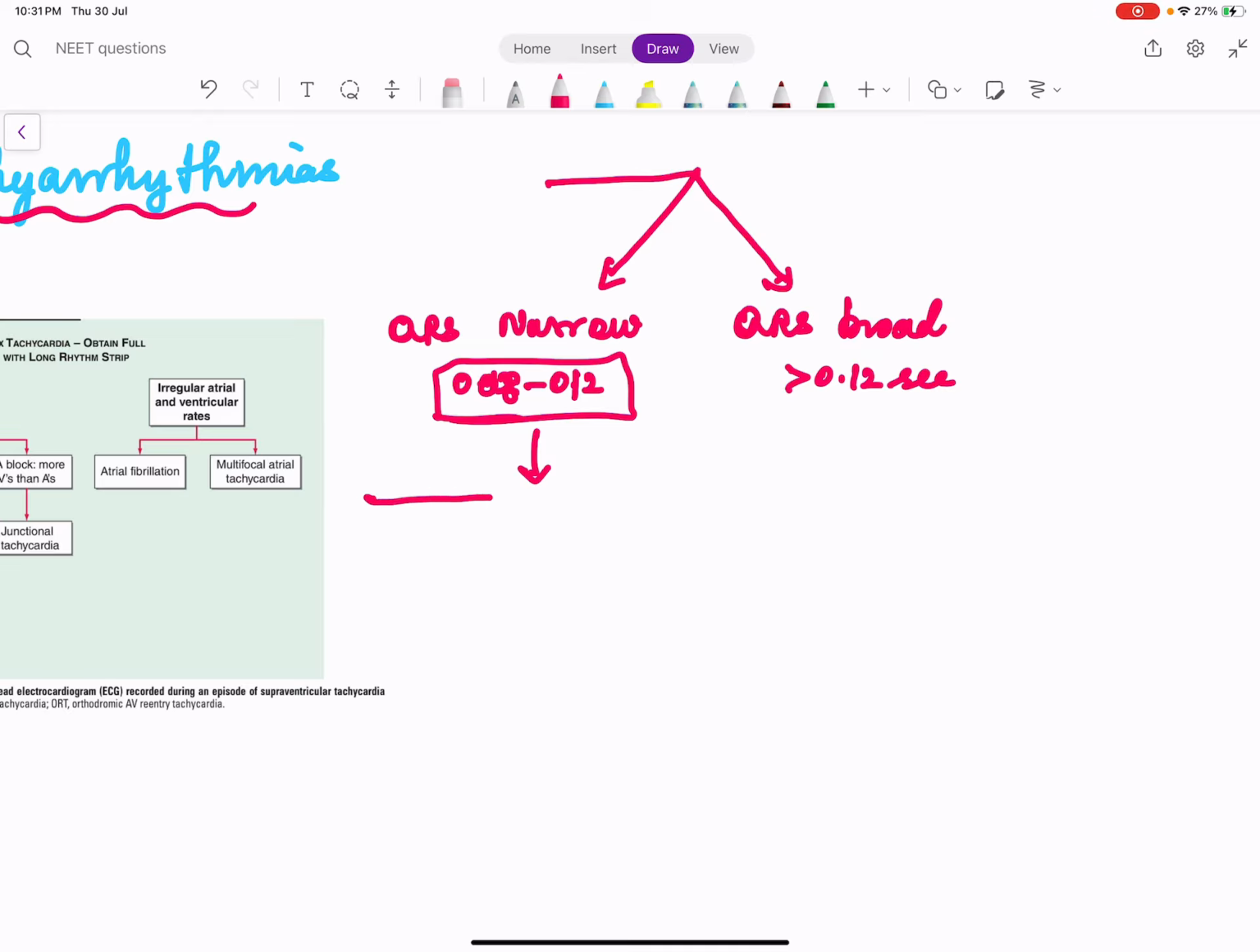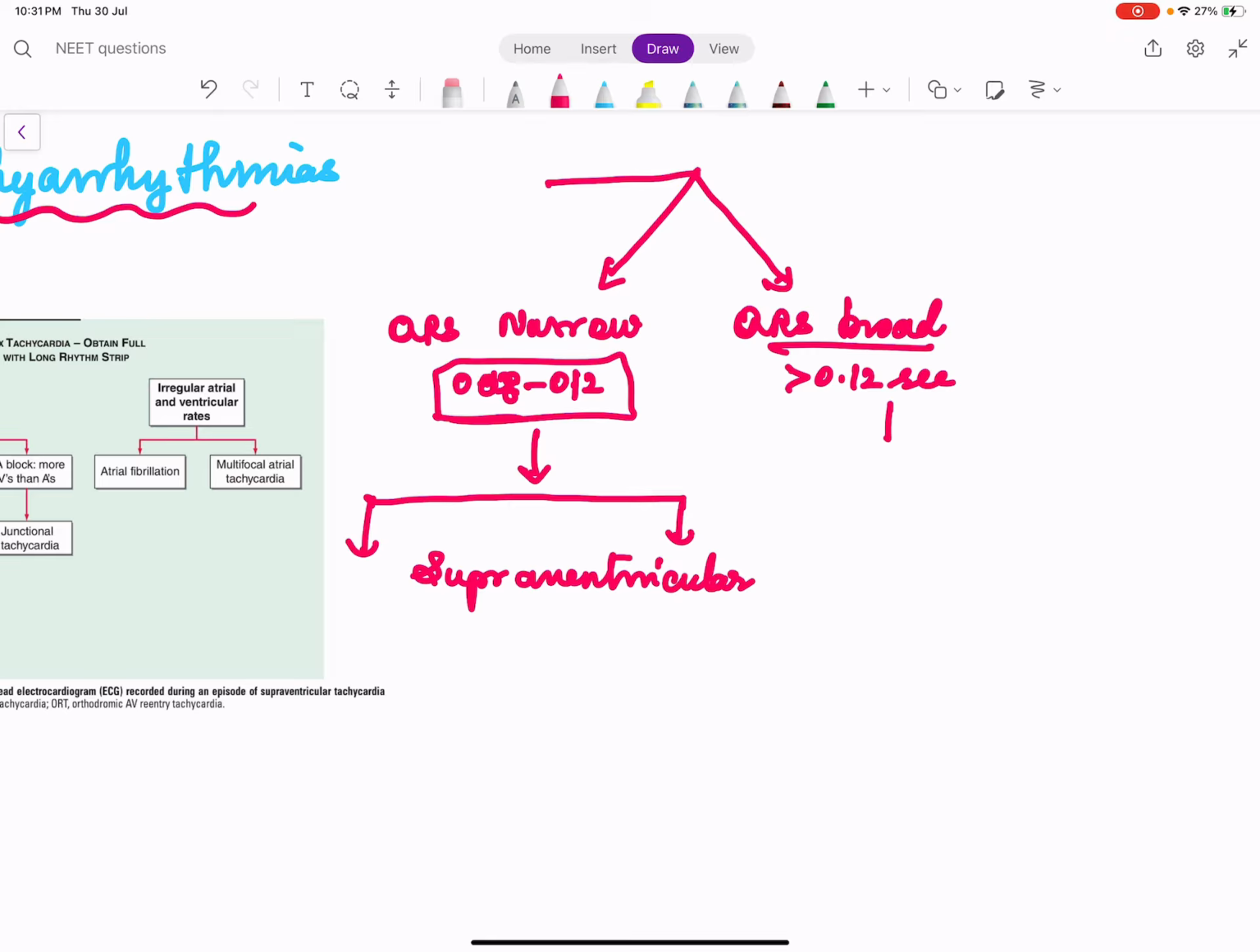Please remember, QRS narrow means the conduction is going from the AV node through the His-Purkinje system into the ventricles. So narrow complex means definitely the rhythm is originating above the ventricle. It can originate from the SA node, AV node, or any tissue in the atria. But wherever it originates above the ventricle, it comes back to the His-Purkinje system and stimulates both ventricles.